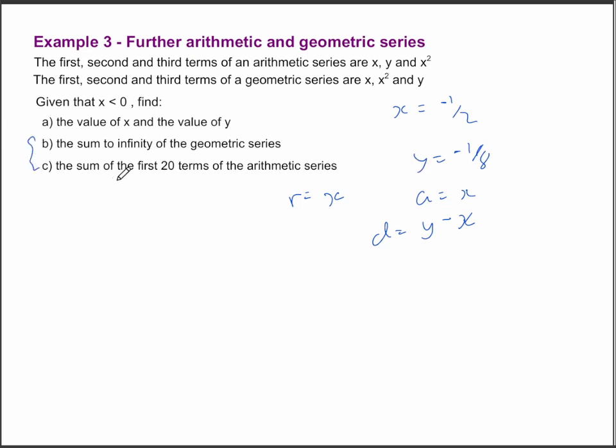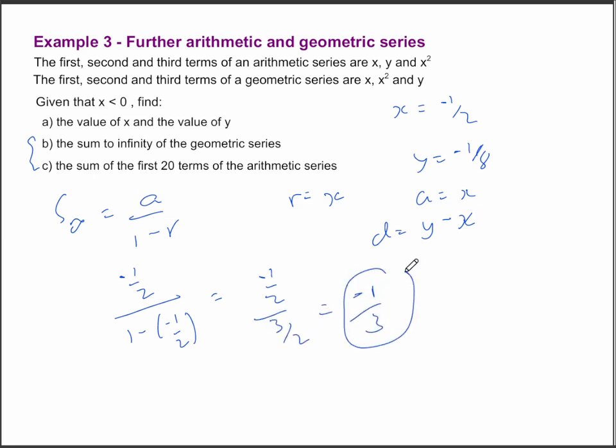So for b, we want to find the sum to infinity of the geometric series. Sum to infinity is equal to a over 1 minus r, where a is just the value of x, so a is negative a half, negative 1 over 2, over 1 minus r. r is also the value of x, so 1 minus negative a half. This will give us negative a half over 3 over 2, which is just going to give you negative 1 over 3. So that's going to be the sum to infinity of the geometric series.